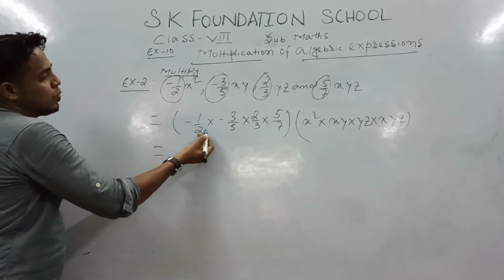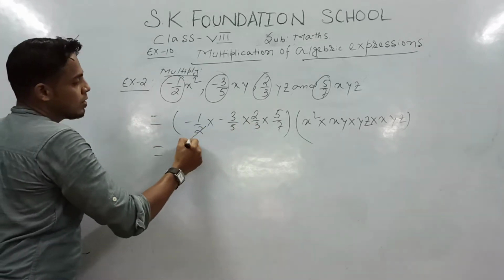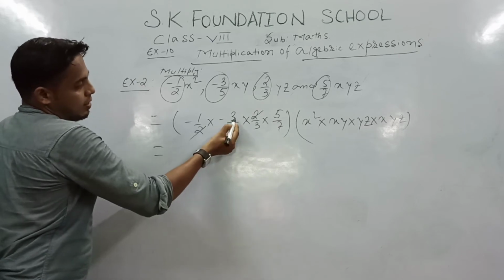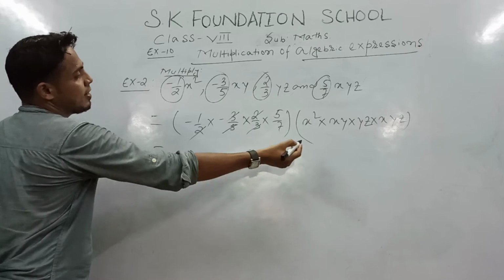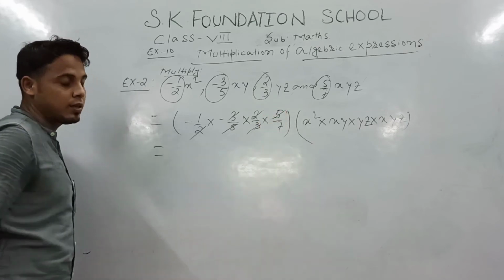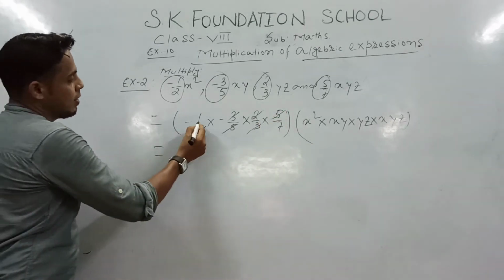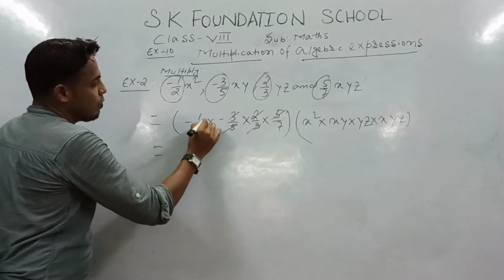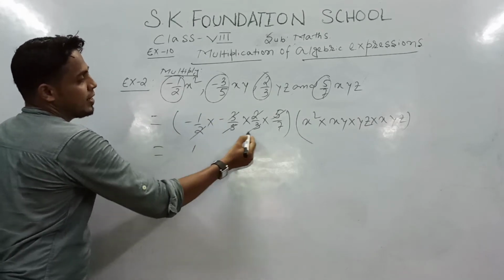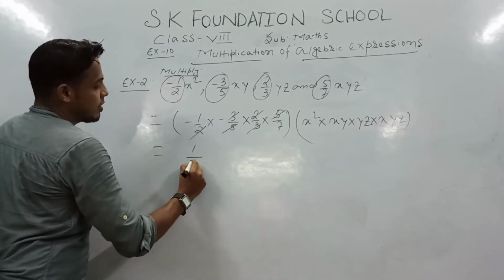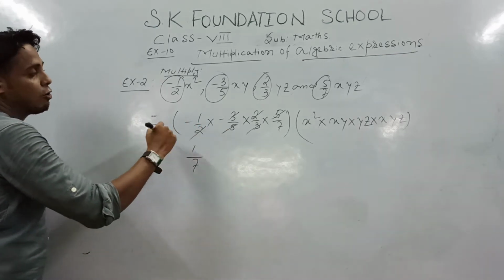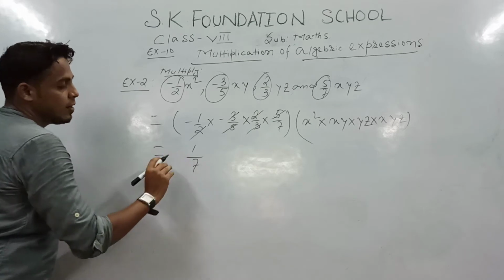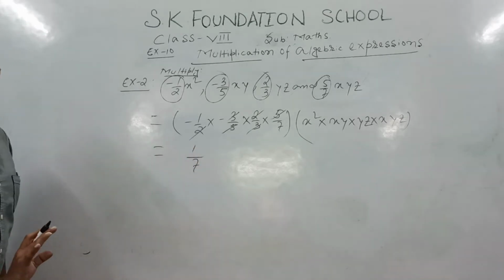Here the denominator 2 and the numerator 2 cancel out. This 3 cancels out. 5 in the denominator and 5 in the numerator cancel out. So the remaining part is in the numerator only 1 and in the denominator only 7. That's why 7. Okay, and these minus signs are also multiplied into plus. That's why only 1 by 7.